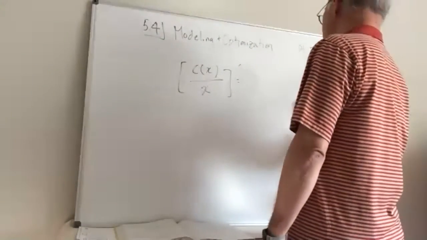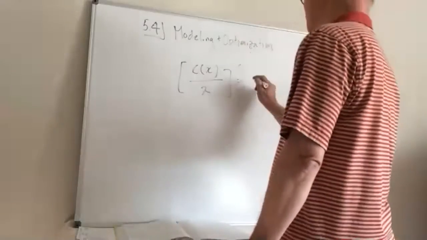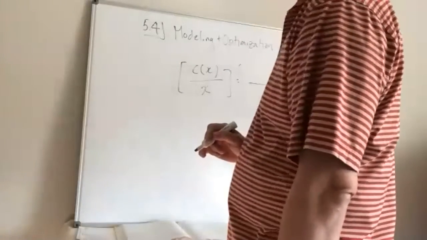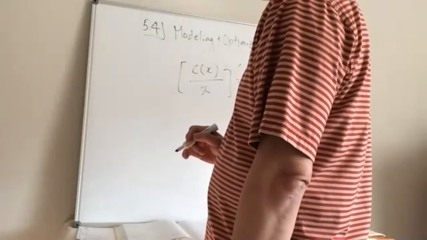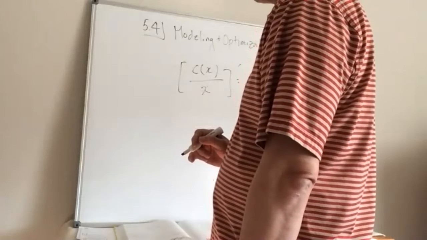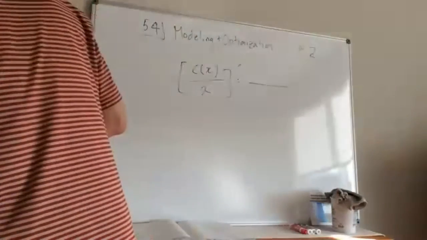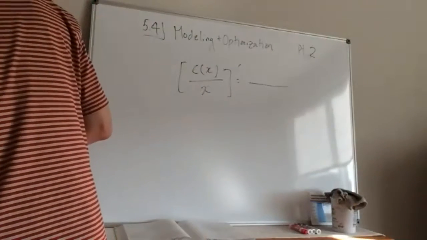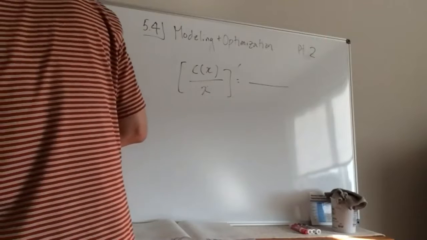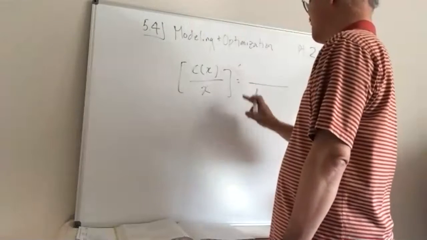What am I going to use? Caden. Caden? Caden is not with us? Or he is, but he's not listening. Eva. The quotient rule? The quotient rule.